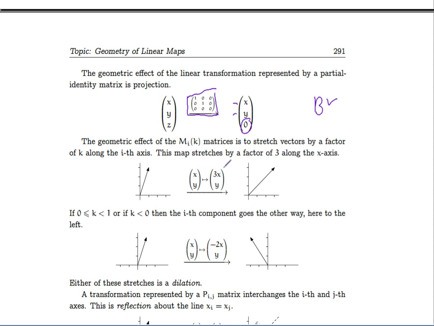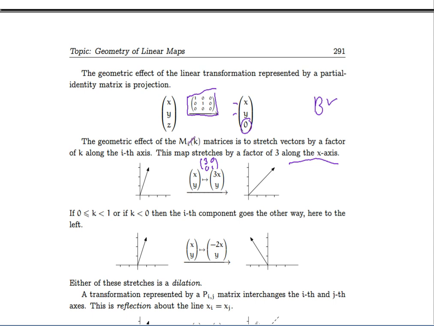And here's an example. This (x, y) goes to (3x, y). That's the same thing as multiplying by the matrix [3, 0; 0, 1], which corresponds to, I could call this M1 of 3, because I'm multiplying row 1 by 3. And what this does is it takes the x component and stretches it by 3 and leaves all the other components the same. So you're just stretching along one dimension, in this case the x-axis. And that will be the case no matter what type of M_i(k) you have. M_i(k) will stretch by a factor of k along the ith dimension.